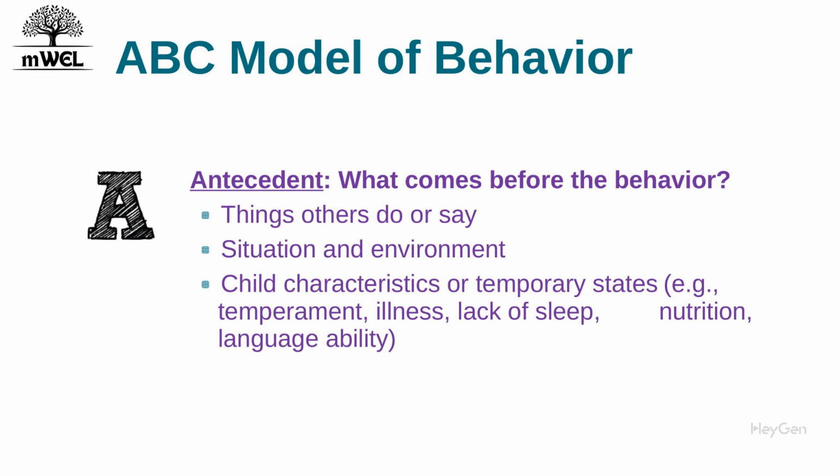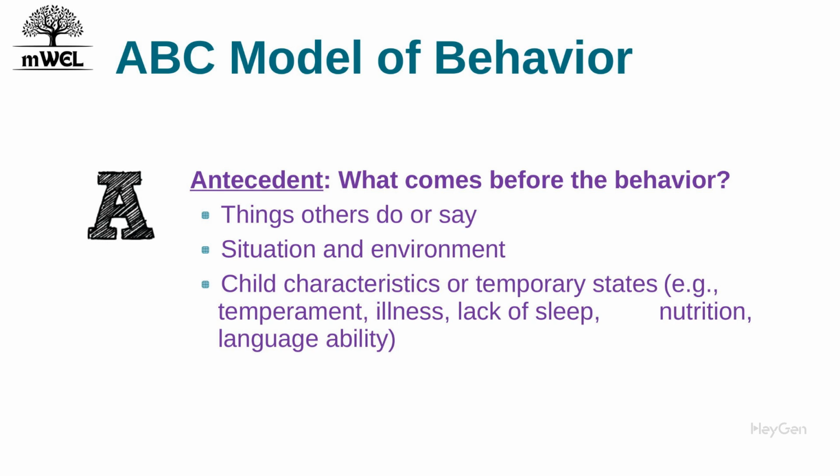A crowded and noisy environment with too much audio and visual sensory input can also make a child not able to pay attention. Child characteristics or temporary states can also be the antecedent. For example, a child with irritable temperament, with illness, disability, or poor language skills may have more challenges in school or getting along well with friends. It is important to remember that antecedents are powerful clues that help us understand the precursors to a child's behavior.